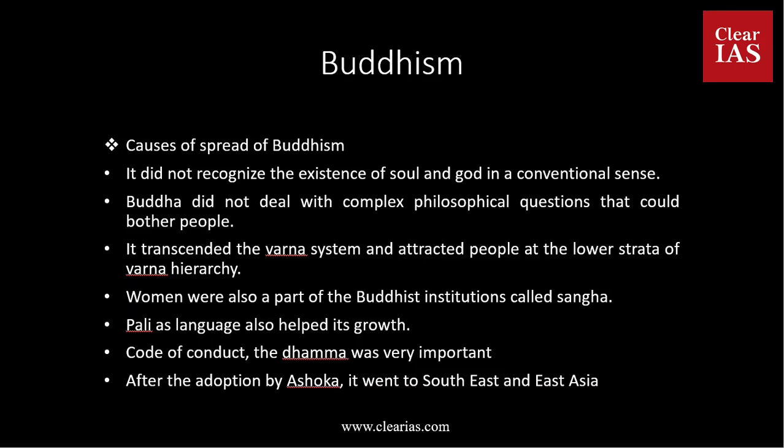Just as we saw that Chandragupta Maurya gave patronage to Jainism, after the adoption of Buddhism by Ashoka, it became very popular, and not only that, Ashoka also made sure that Buddhism reached the regions of Southeast, South and East Asia.